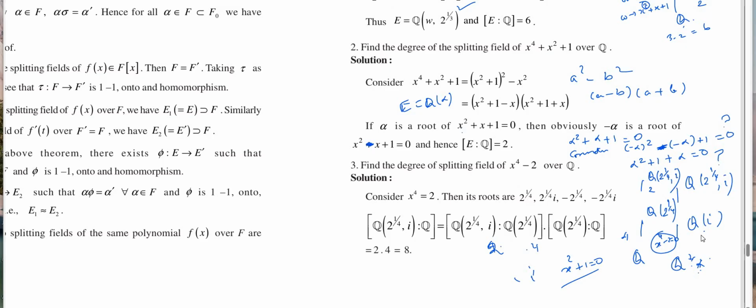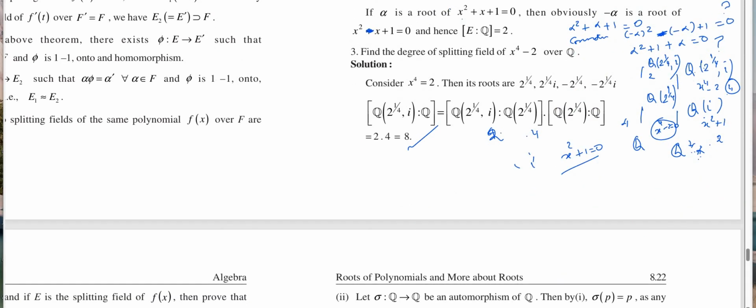So either you can say like this, or when you consider this, here x square plus 1, so the degree is 2, and here x power 4 minus 2, degree 4. So that you have degree of this over this to be 4, degree of this over this to be 2. So degree of this over this will be 4 into 2, that is 8. So the degree of the splitting field in this case is 8.